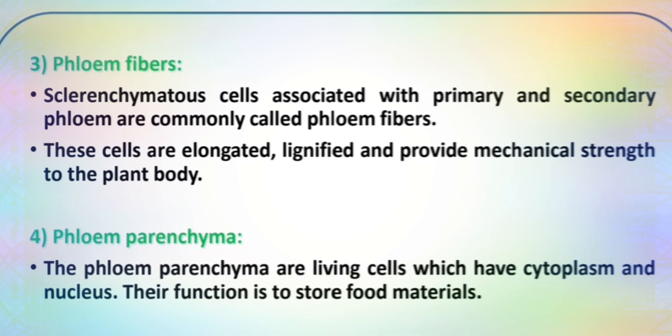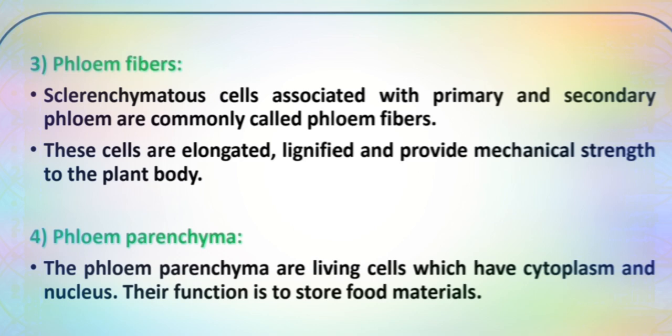For example, you would have heard the term bark. What is bark? It's a term applied to all the tissues outside the vascular cambium of the stem. That includes the periderm, the cortex, the primary phloem, and the secondary phloem. So all these are collectively called bark. These fibers associated with primary and secondary phloem are also elongated cells.